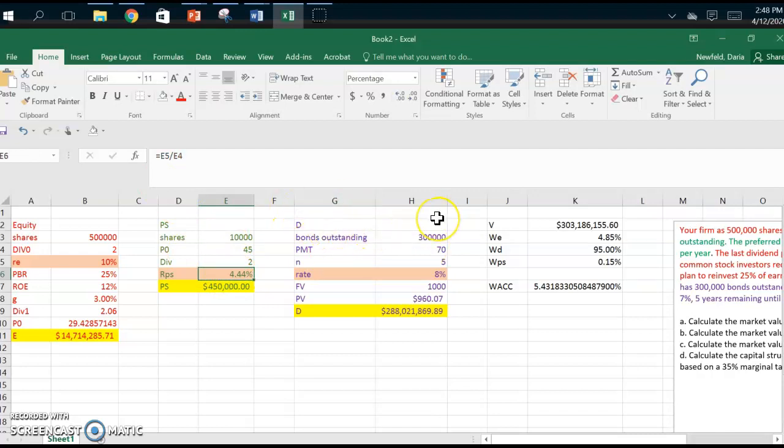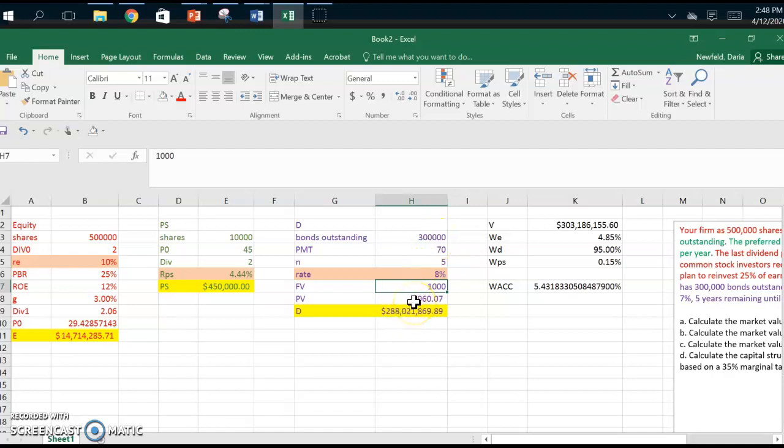Now over here for bonds, I gave you this one in a slightly different manner. I said there's 300,000 bonds outstanding, 7% coupon rate, 5 years until maturity. The rate is 8%, so that's the yield to maturity. The future value on each bond is 1,000. So in this case, I solved the calculations based on each individual bond and then multiplied each bond times 300,000 for the number of bonds outstanding.